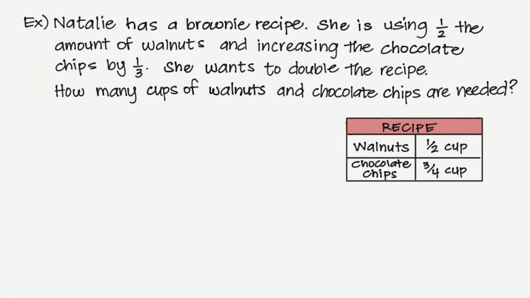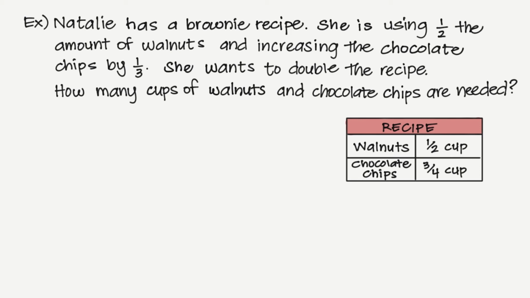Natalie has a brownie recipe. She is using half the amount of walnuts, and then she's increasing the chocolate chips by 1/3. She wants to double the recipe. How many cups of walnuts and chocolate chips are needed?